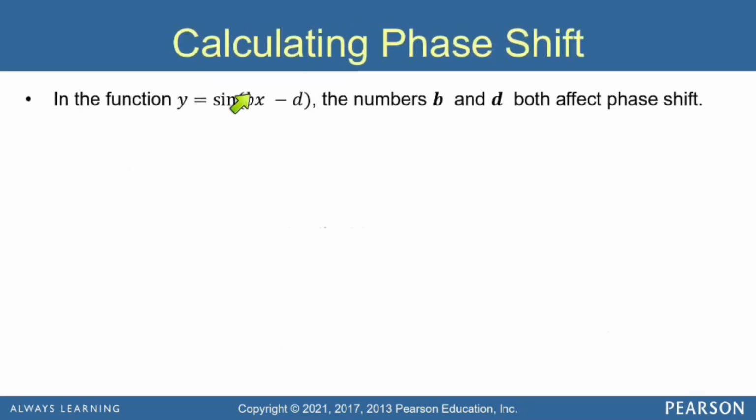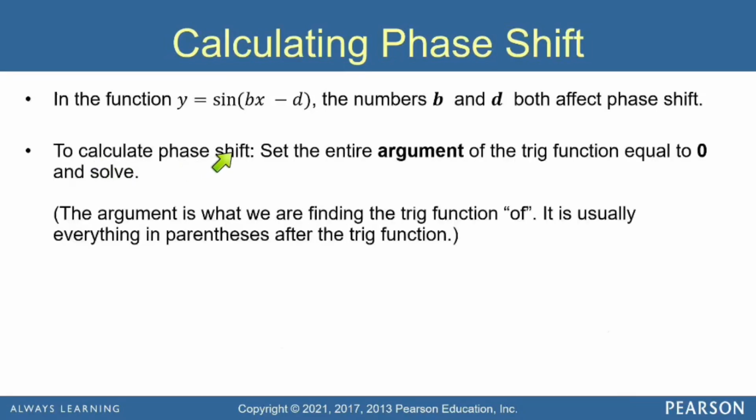Now, what happens if you have a number other than 1 in the b position? Well, in the function y equals the sine of bx minus d, the numbers b and d both will affect phase shift. So to calculate the phase shift, what you'll do is set the entire argument of the trig function equal to 0. Now, by argument, I mean whatever is being plugged into the trig function. So when there's a phase shift, that always involves parentheses.